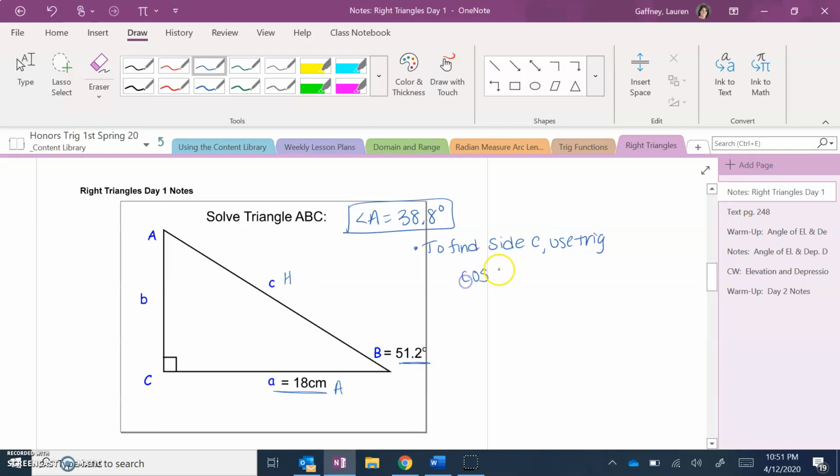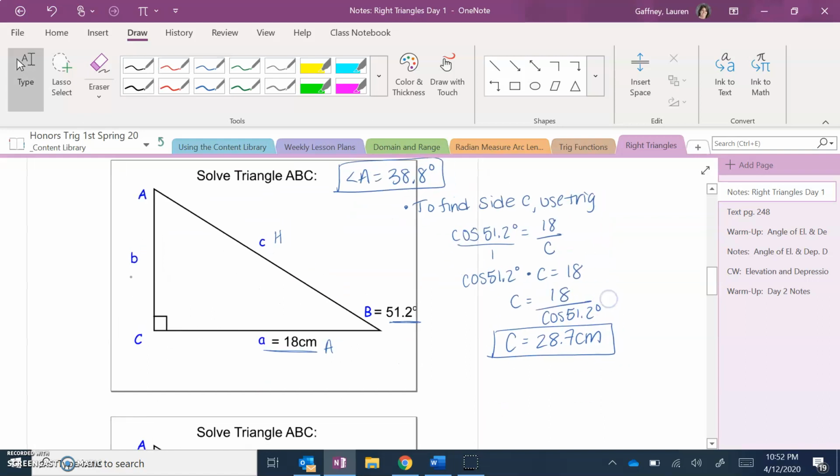So cosine of 51.2 degrees. We're going to use our calculator here, so make sure your calculator is in degree mode for this. Cosine of 51.2 degrees equals the adjacent side, which is 18, over the hypotenuse, which is our C, which is what we're trying to find. If you want to throw this over 1, you in essence can just cross multiply here. So cosine of 51.2 degrees times C equals 18. To solve for C, divide by cosine 51.2 degrees. You can punch that in your calculator, and I got, to one decimal place, 28.7 centimeters.